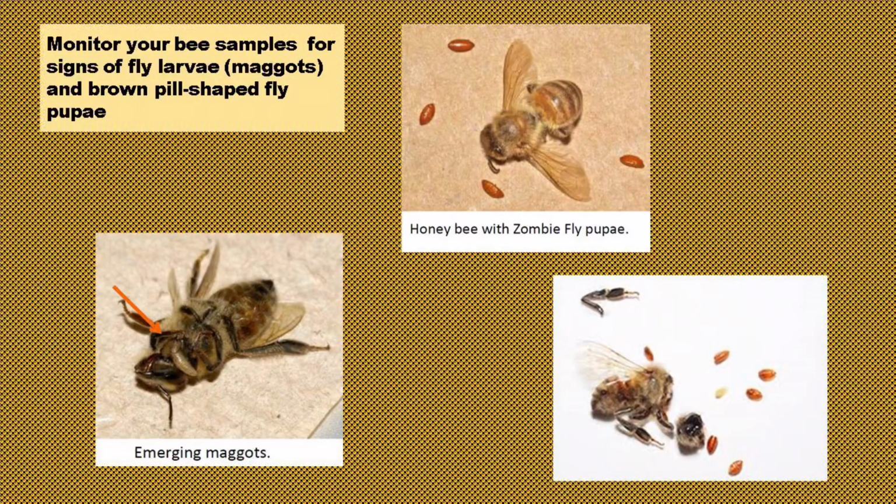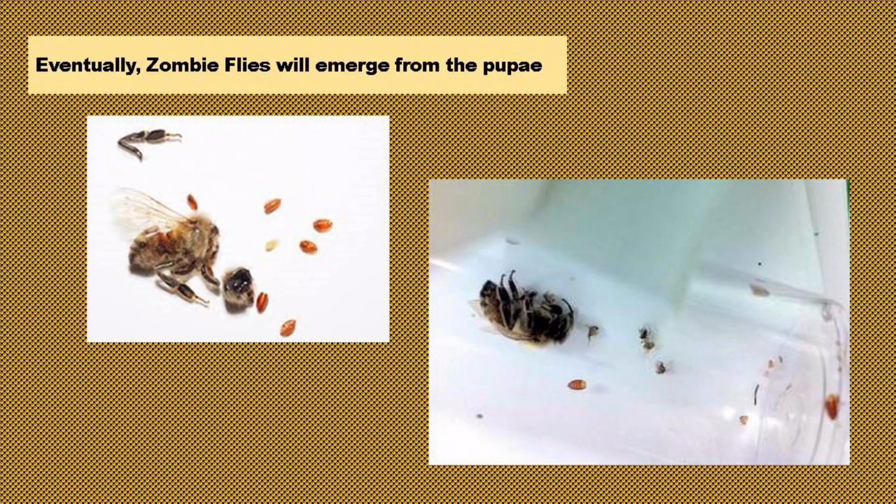Next, you're going to want to keep your bees out of direct sunlight and monitor them for fly larvae and brown pill-shaped fly pupae. If you see these in your container with your bees, then you have a zombie bee. And eventually, a new zombie fly will emerge from the fly pupae. Be sure to take photos of each stage during this process if you can.